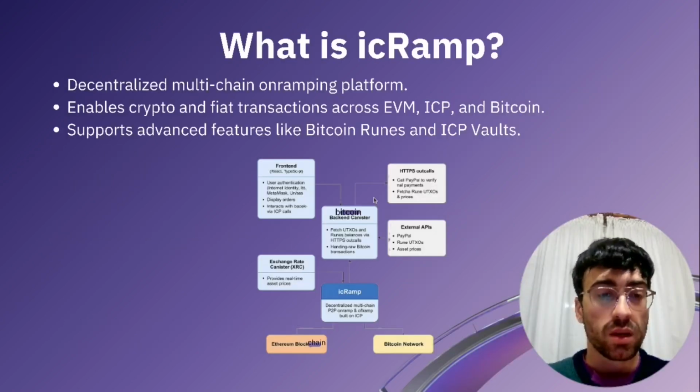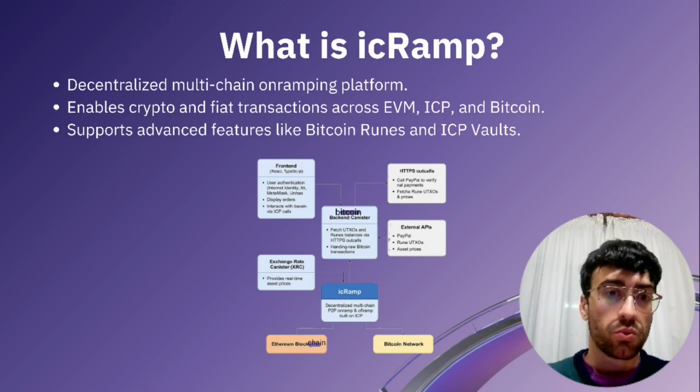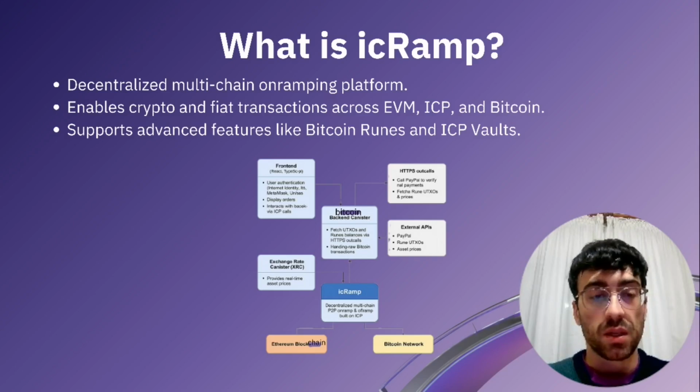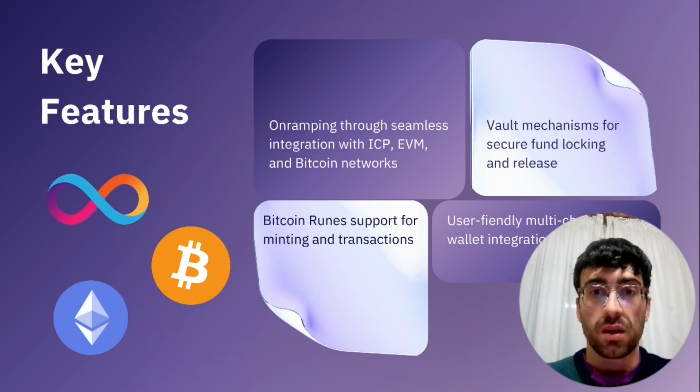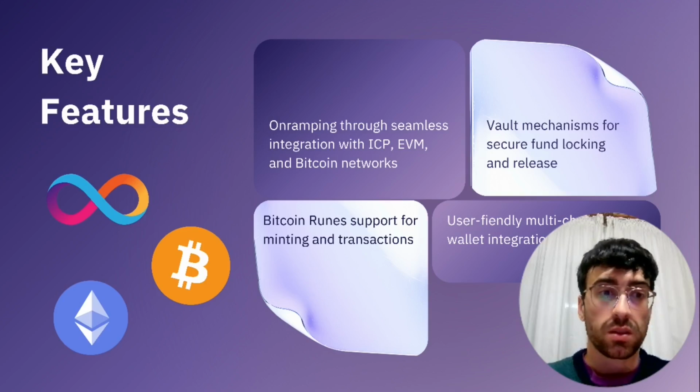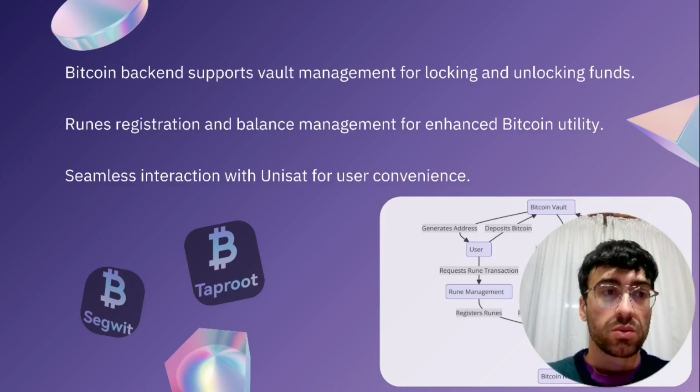This is already what I explained. We have many features: HTTP outcalls to control and verify PayPal payments, to fetch our own UTXOs and prices. We also leverage the exchange rate canister, the EVM RPC, and other external APIs. So the key features are this on-ramping through a multi-chain scenario. We have both mechanisms to secure the funds. We support tokens; in the case of Bitcoin, they are runes, and we have a user-friendly integration showing balances and different features. So for this grant, this is what we did.